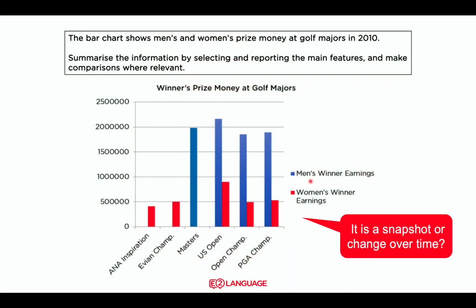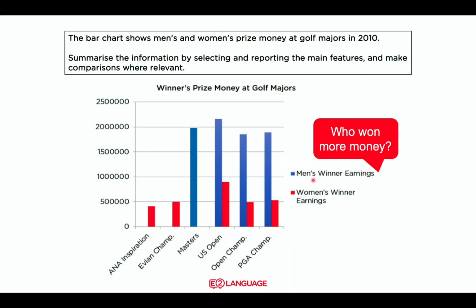And let's focus in on these two elements. So firstly, who won more money? Is there a clear trend in the graph? And very clearly there is. Look at these huge blue parts of the graph and the tiny red parts. So definitely men won more money in all cases.